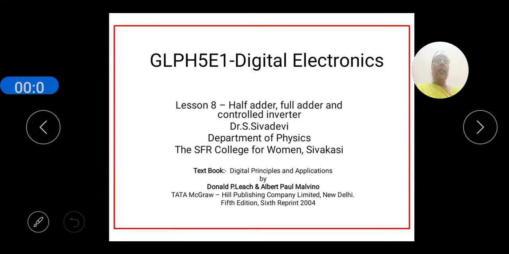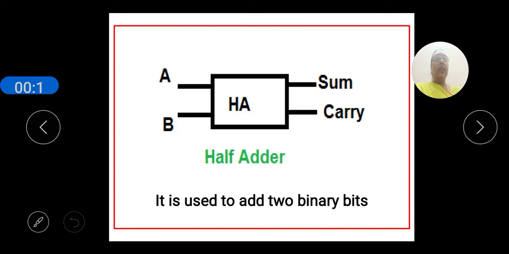Good morning. Welcome to the class on half adder, full adder, and controlled inverter. These are basic arithmetic building blocks in a computer or in any computing device. First, we shall see the function of a half adder. The half adder is used to add two binary bits A and B.